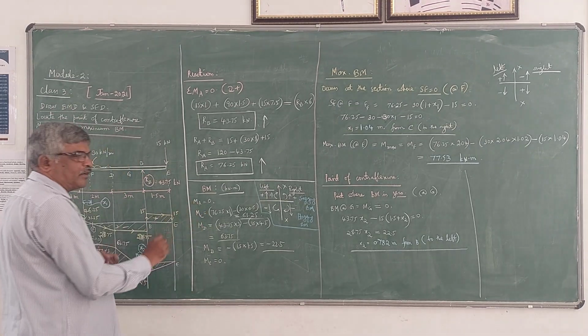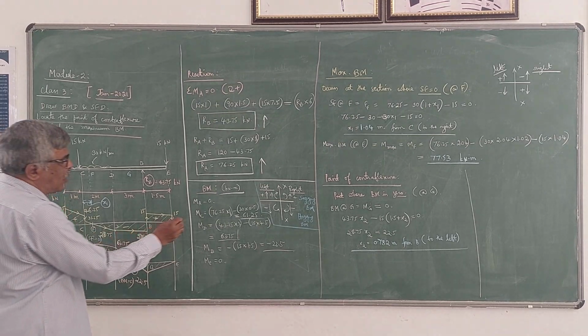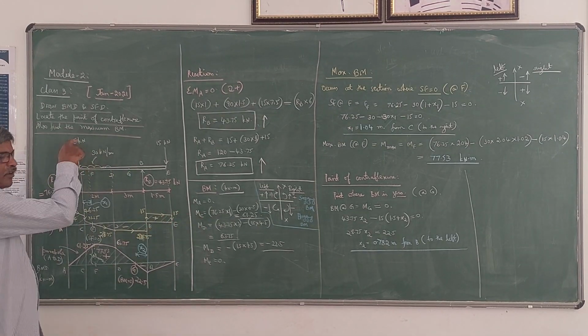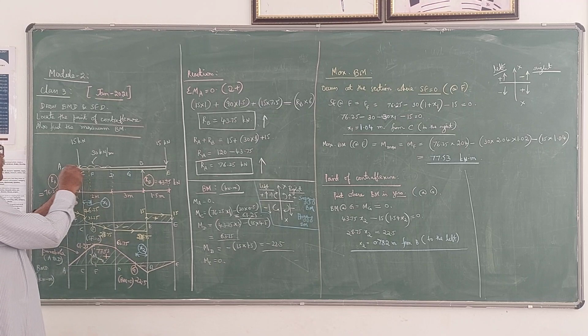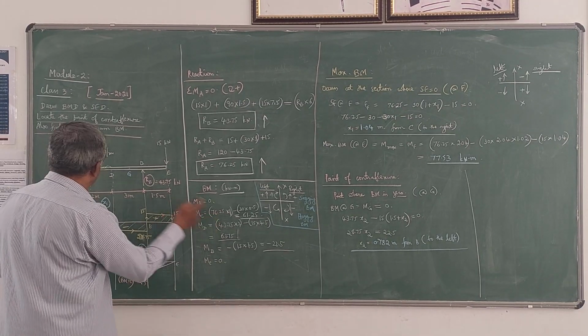Now at the end support, you know that the bending moment is 0 because there is nothing to the left side of it. The next point is C, where this 15 kN is acting. See to the left side of C, this 76.25 is acting upwards at a distance of 1 meter.